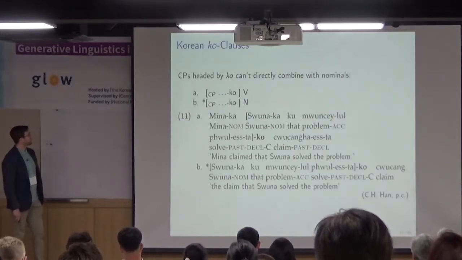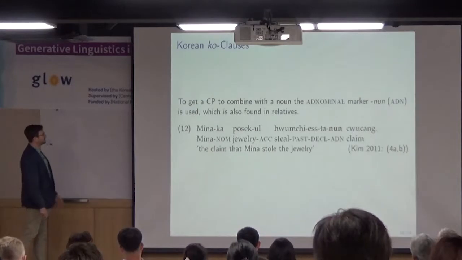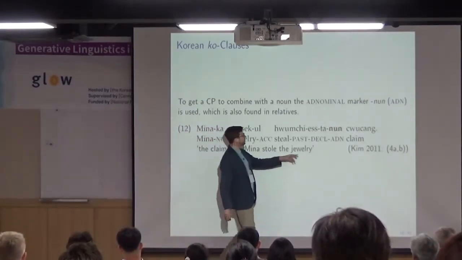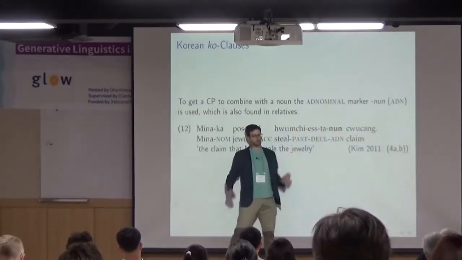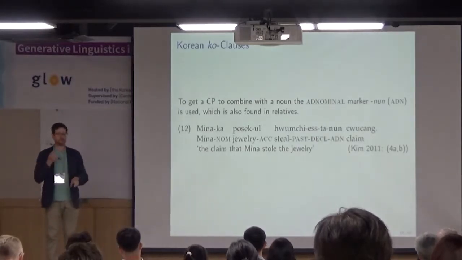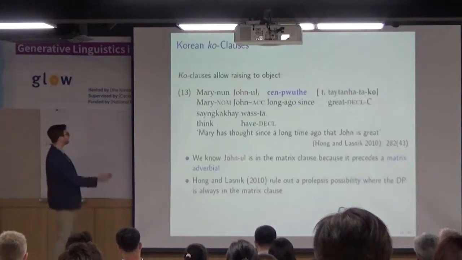Okay? So these CPs don't combine with nouns. They combine with verbs. If you want to have a CP to combine with a noun, you've got to stick in the add nominal marker. We already saw that today. And you don't get the go complementizer. Okay. So that's the first data point about Korean. Go complements don't combine with nouns.